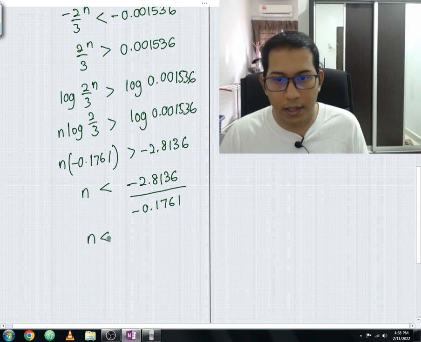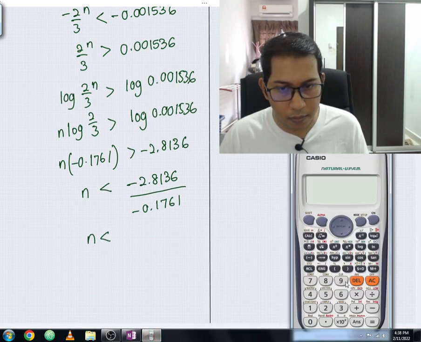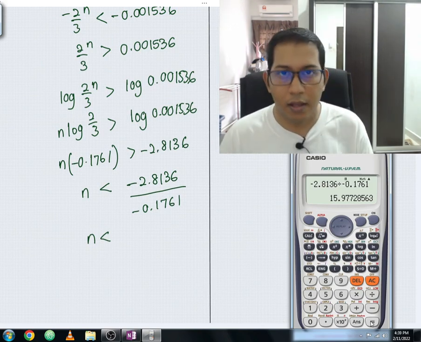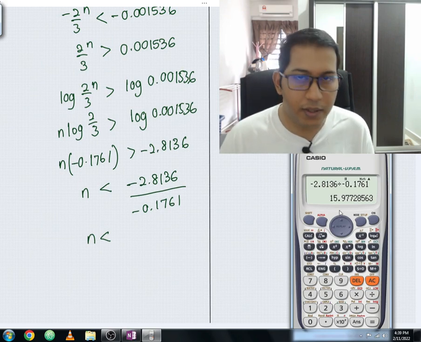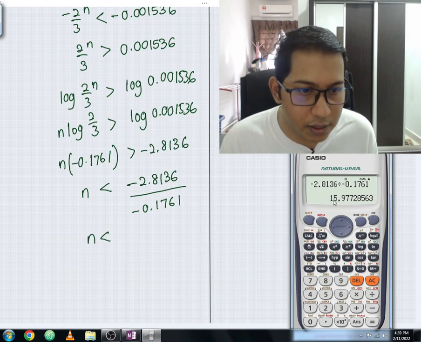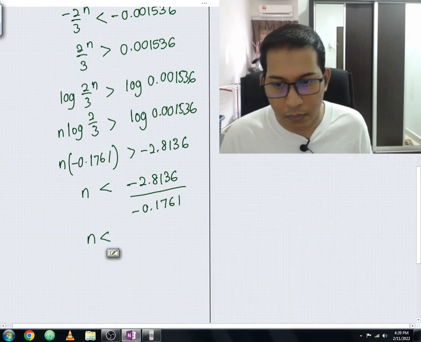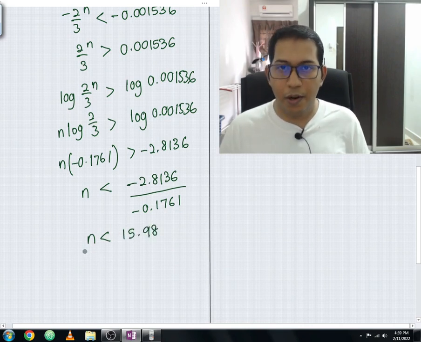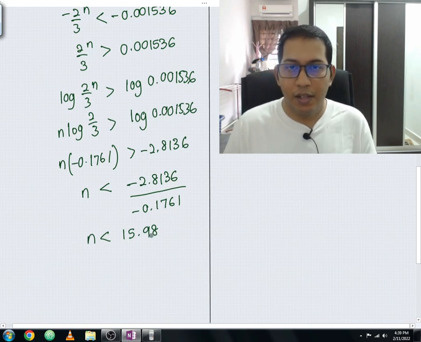Let us take our calculator. Negative 2.8136 divided by negative 0.1761. So from here you get 15.977. From here we'll just take up to 4 significant figures. Since we are finding the nth term, we take 4 significant figures, which is 15.98. So n is less than 15.98.